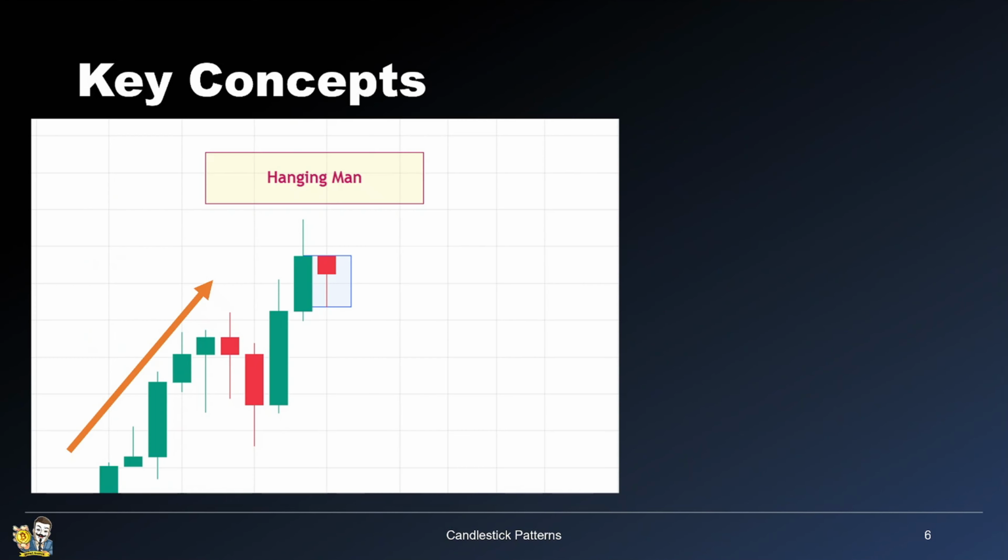Let me explain. So, here we have a candlestick pattern called the hanging man. In fact, there's a strong bullish trend, and then there's a candle that looks like a hanging man at the top of the trend. It's a reversal pattern.